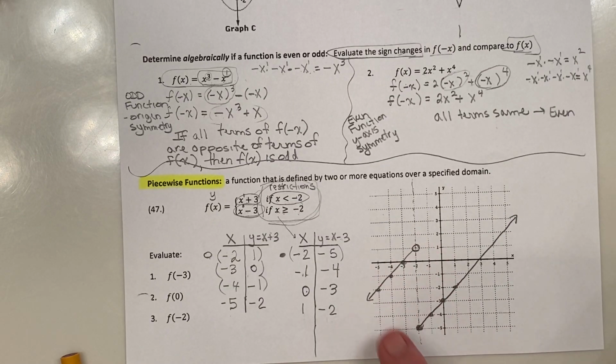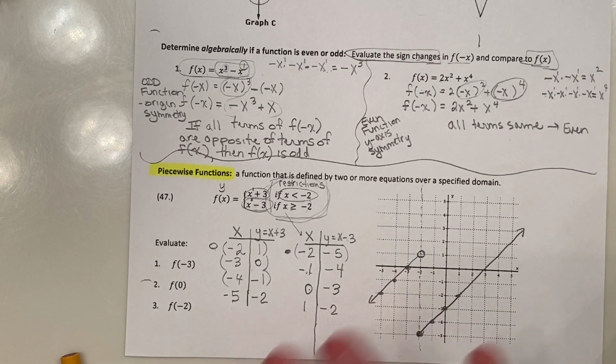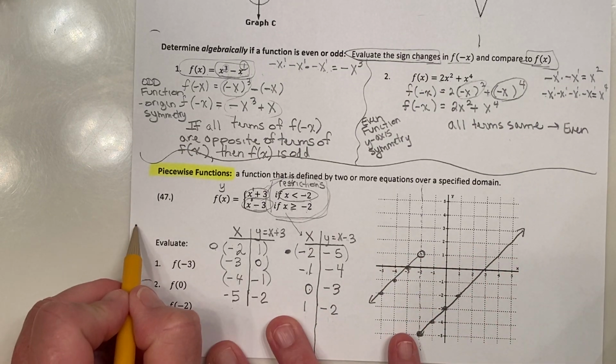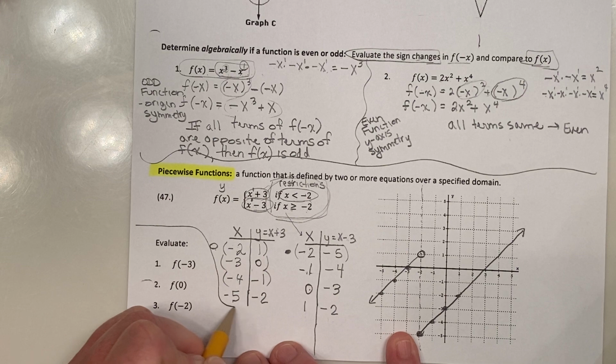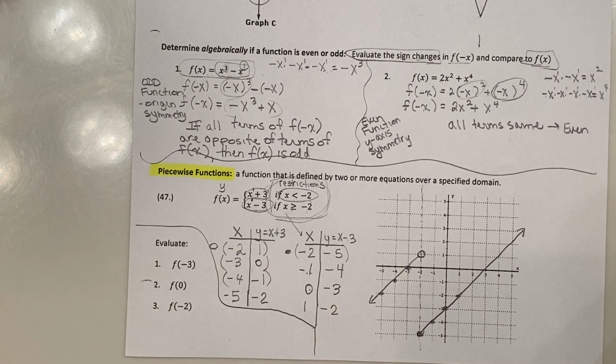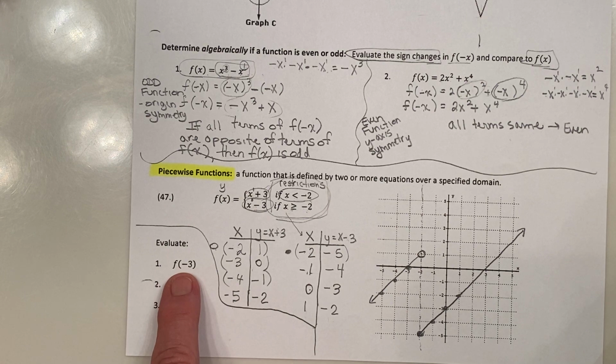So I've got 2 linear pieces that make up this discontinuous piecewise function by creating t-charts and then plotting points. Okay, we'll have another example in just a second, but before we leave this, we do have these additional questions right here.